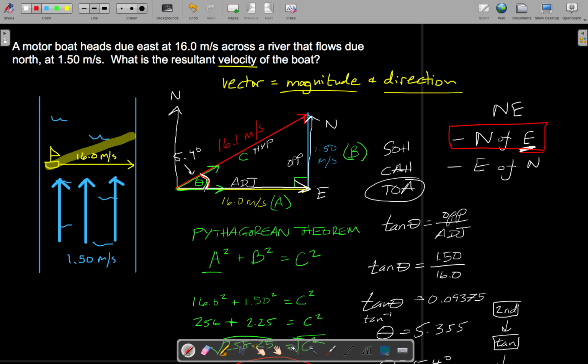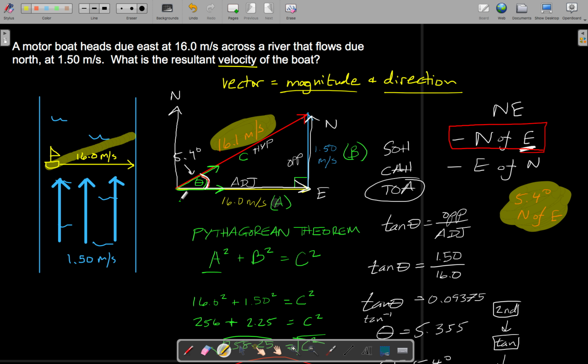Okay? And if you think about it, it's actually going northerly from the easterly intended direction. So the easterly direction is our point of reference, but the boat's actually being veered north of the easterly direction, if that makes sense. And so our actual final direction value would be something like this: 5.4 degrees north of east. And so our final velocity would be 16, let me use a highlighter actually. Our final velocity will be 16.1 meters per second, 5.4 degrees north of east.